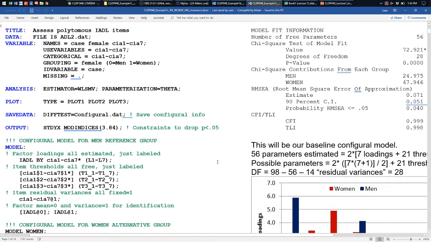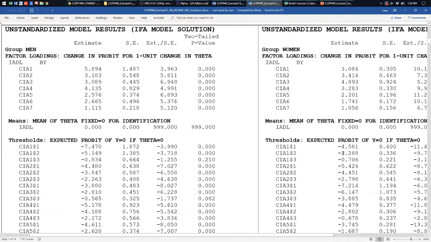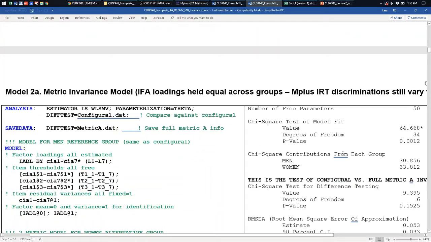So let's figure out then for whom, at what level of the trait, cooking is a way bigger indicator of physical ability of daily living for women than men, because the discriminations are local. They're good slopes at their difficulty values. So that's where we have to get to the rest of the model to figure that out.